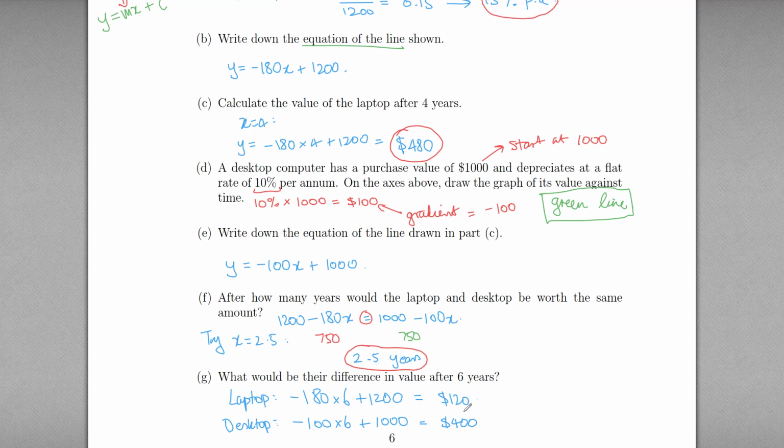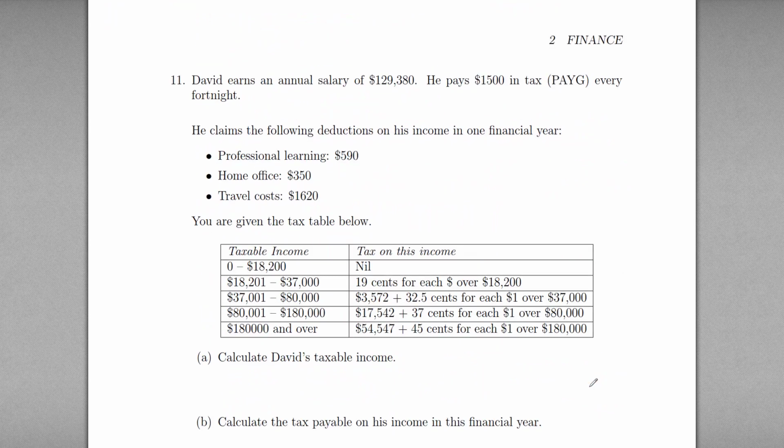Okay, so it's these two things, which means you compare them, and the difference is where you subtract them. So it's 400 minus 120, which gives you $280 difference. So that's it there. Alright, so that's that one.